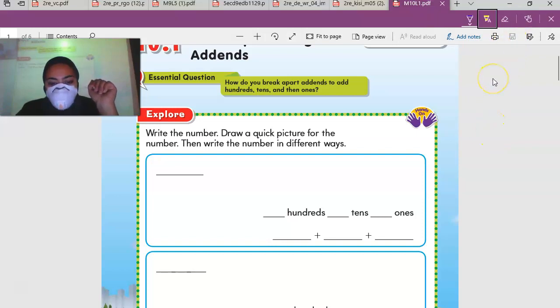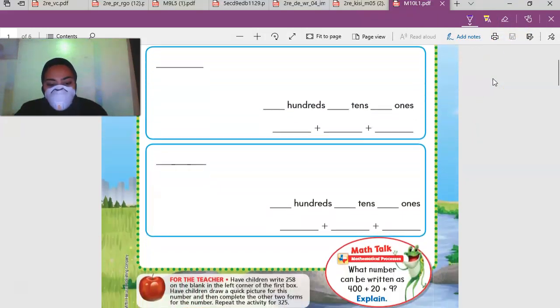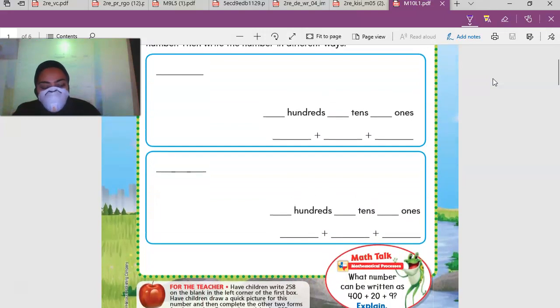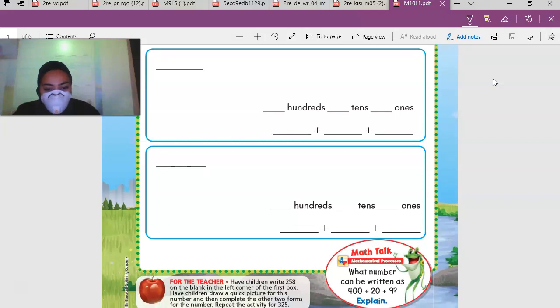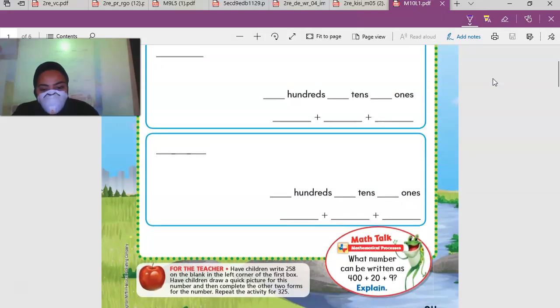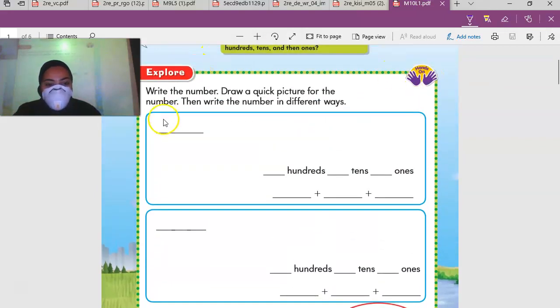All right, so let's read the question. It says, have children write 258 on the blank line in the left corner of the first box, and then the second, and then write two forms, and then 325. Okay, so 258, and 258, there are how many hundreds? 200s. You're not going to write 200 here like that. No, 200 hundreds, that's a lot. No, that's not right. It's 200s, because they wrote hundreds in words.